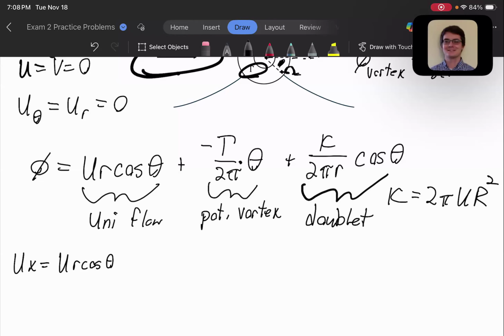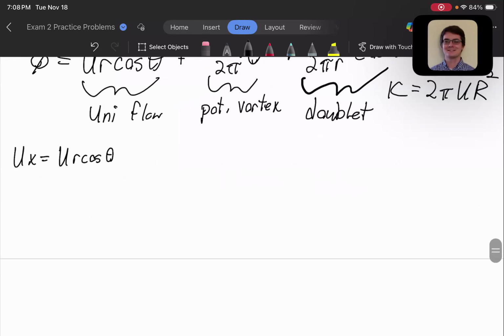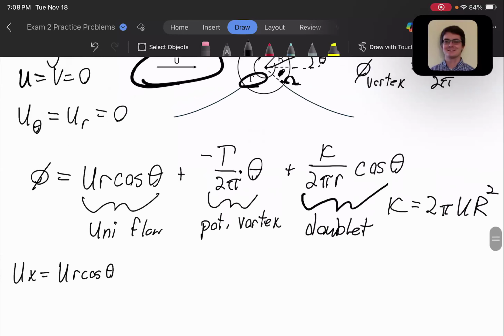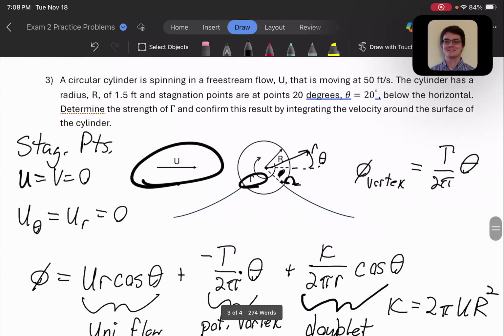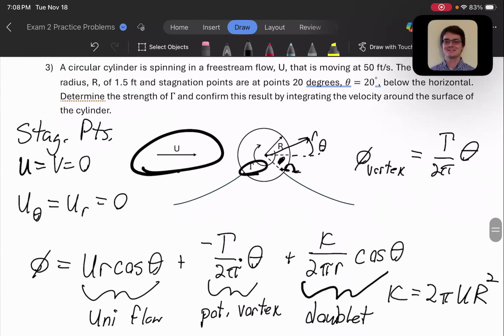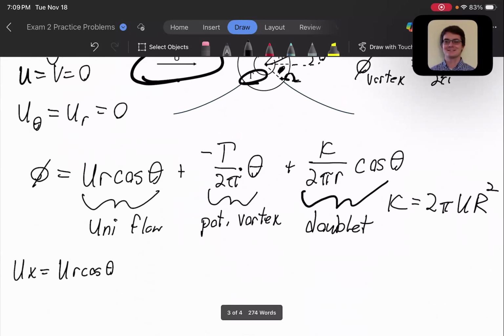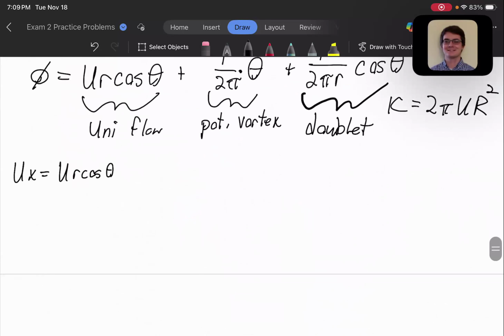Okay, so we have our flow field, right? Now what do we do? We're trying to find the circulation that will put the stagnation points at 20 degrees below the horizontal. You can find V theta on the cylinder. Yeah, so we need to find V theta on the cylinder. What about VR?